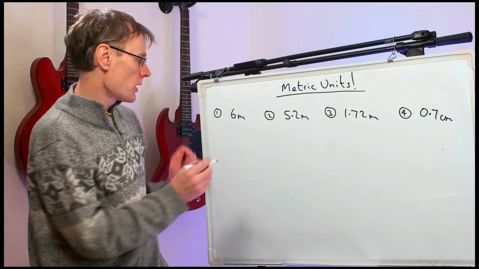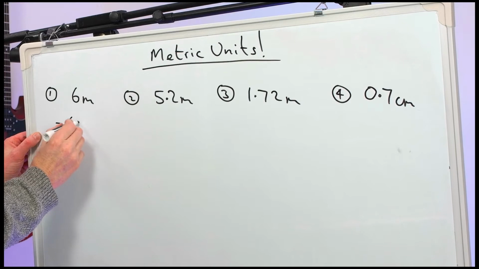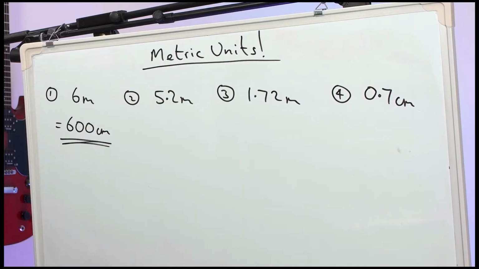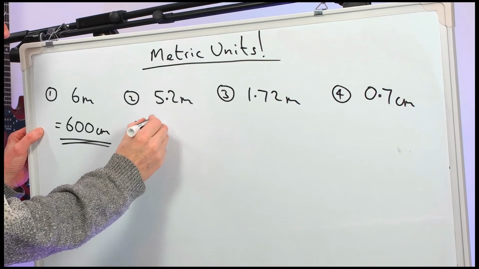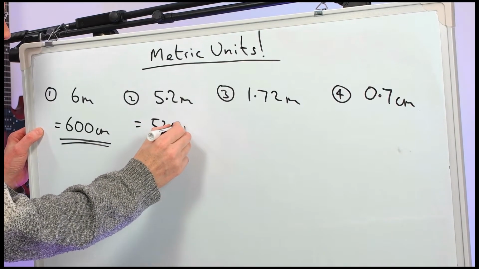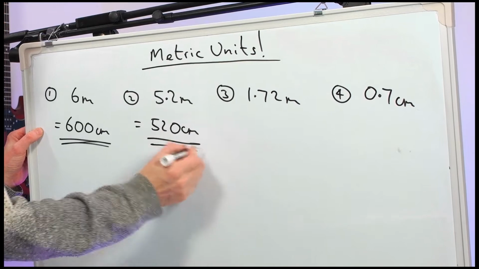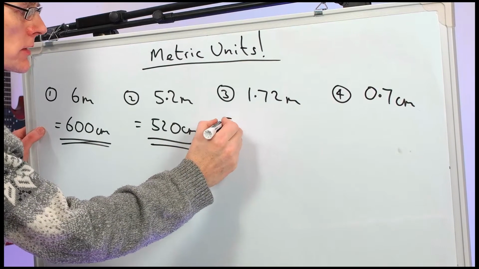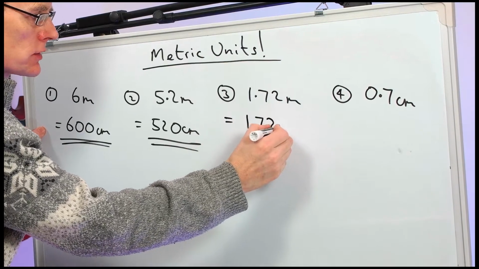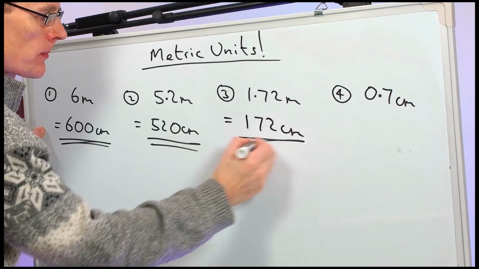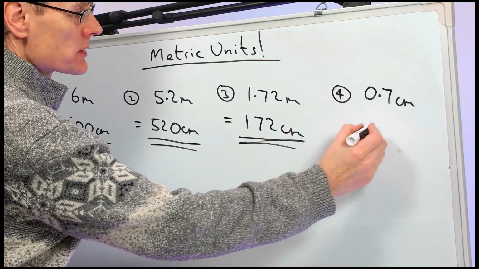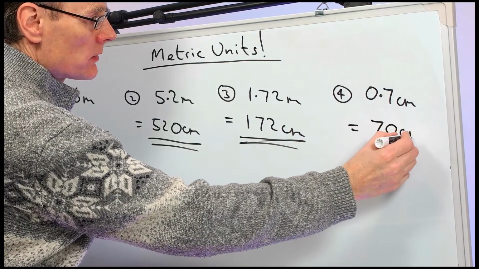Right, answers. Number 1, 6 metres is 600 centimetres. Number 2, 5.2 metres is 520 centimetres. We're multiplying the number by 100. Number 3, that's going to be 172 centimetres. And number 4, that's less than a whole metre. That comes to 70 centimetres.